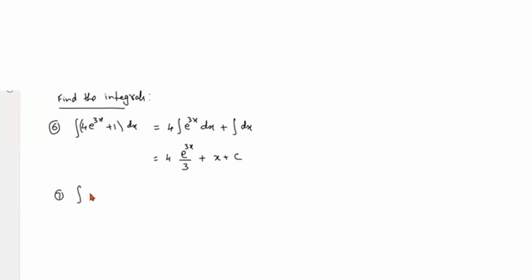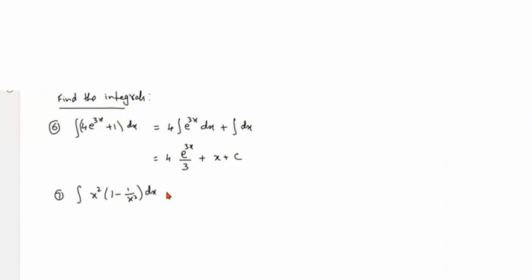Integration of x square times 1 minus 1 by x square into dx, right? Now let us try to integrate it. First, we'll try to multiply that x square inside. We'll multiply x square inside. What will we be getting? x square into 1. That multiplication has to be done over here.